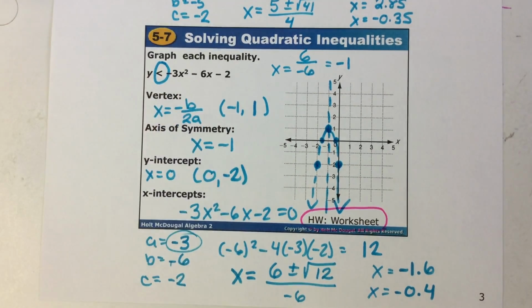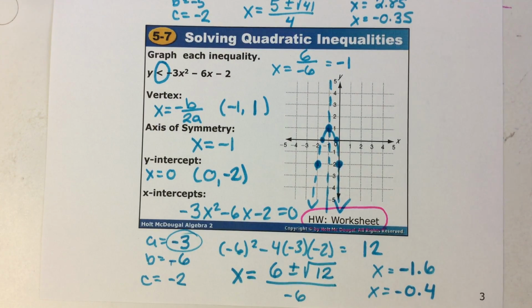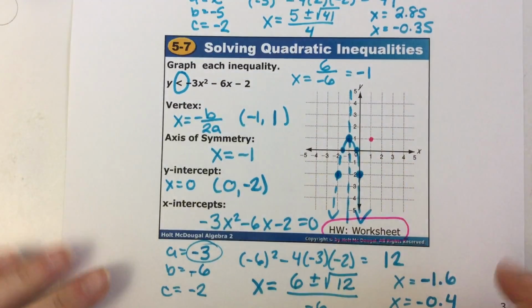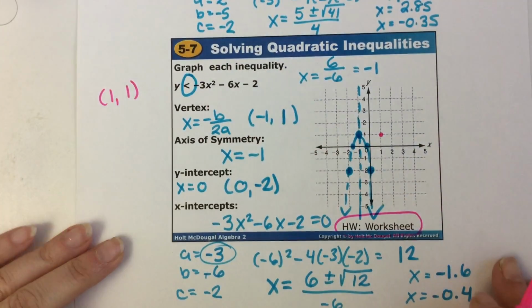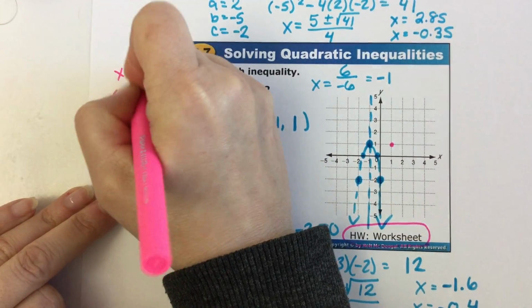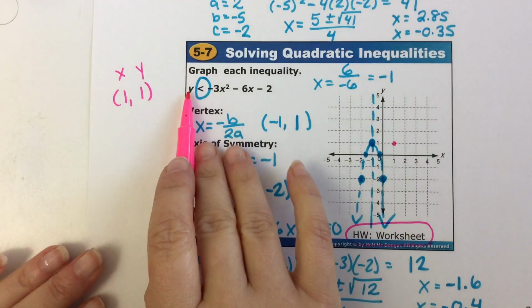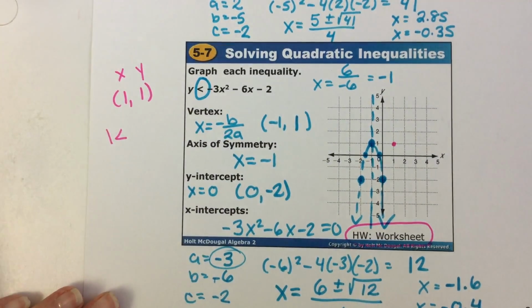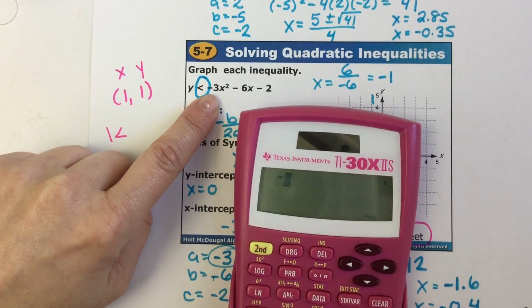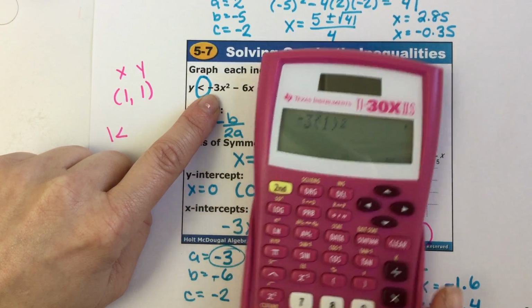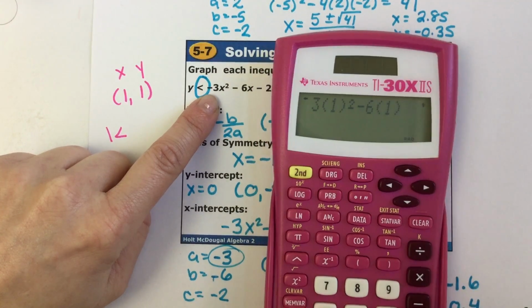Now what I need to do is do a test point. This time 0, 0 is pretty darn close to being on the line, so just to be safe, I'm going to try 1, 1. If I try 1, 1, what that means is I'm replacing the x's with a 1 and the y with the 1. Remember, your test point does not always have to be 0, 0. It can be anything that's not on the graph. So it is good from time to time to test another point just so you remember that. Y is really a 1, less than. If I take this and I fill in a 1 for x, negative 3 times 1 squared minus 6 times 1 minus 2.